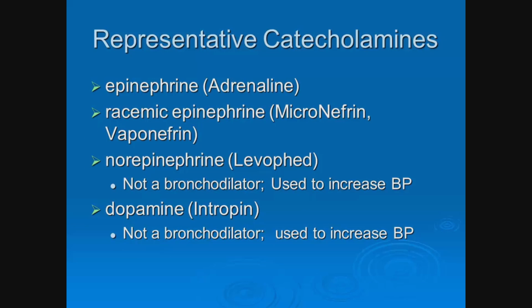You know about those two terms. Some of the representative catecholamines: epinephrine, or adrenaline. One drug that we will be utilizing frequently is a cousin of epinephrine called racemic epinephrine. There's also a derivative, norepinephrine, that is used to manage blood pressure, as is dopamine. Those are all considered catecholamines, and they all will basically have the same effect. The latter two you don't need to know right now. You'll come across them when you get into the ICU.